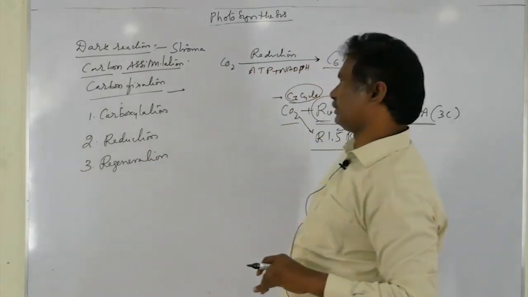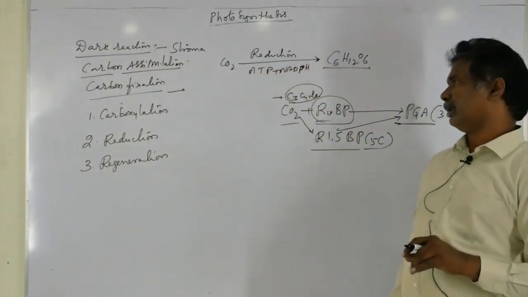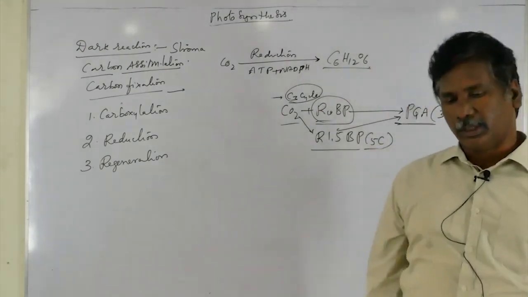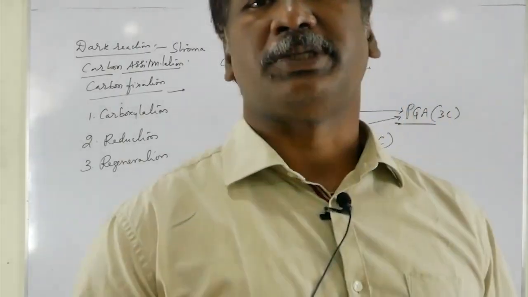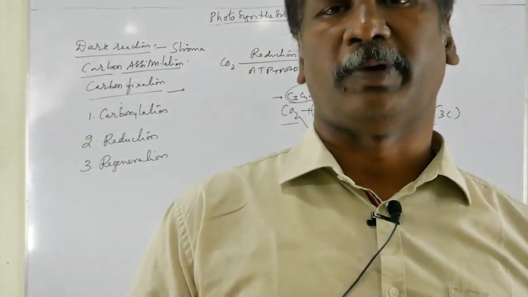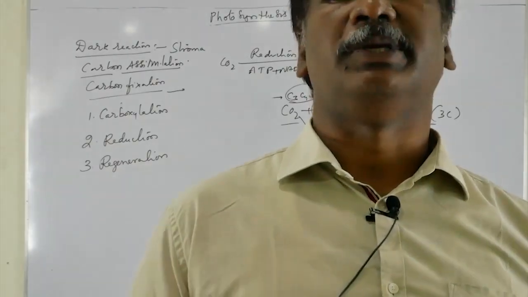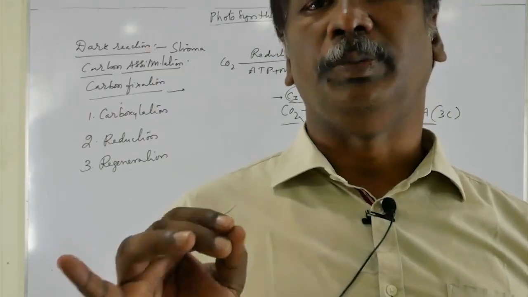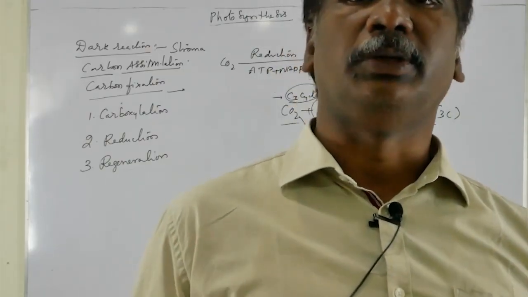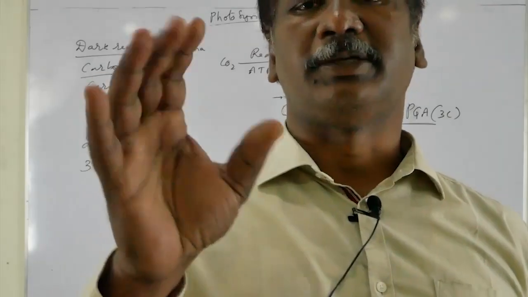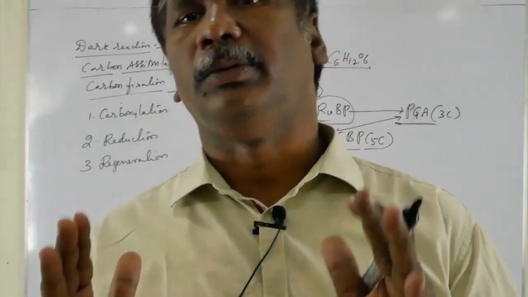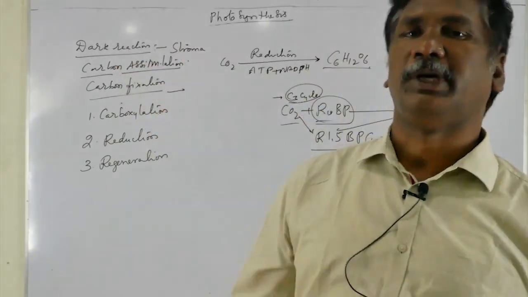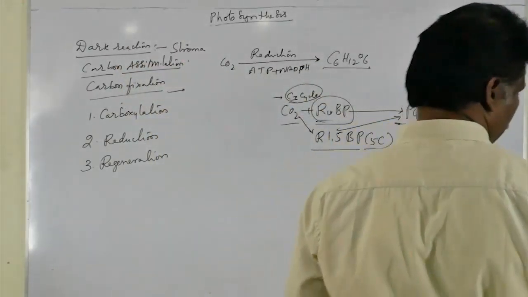So there are 3 steps in the Calvin cycle. One is called carboxylation, the second one is the reduction, and the third one is the regeneration. In the first step, PGA is formed. In the next step, PGA is converted into G3P, and finally RuBP is regenerated, producing a glucose molecule. It can be explained with the help of a big flow chart. With the help of that flow chart, you can see the Calvin cycle.